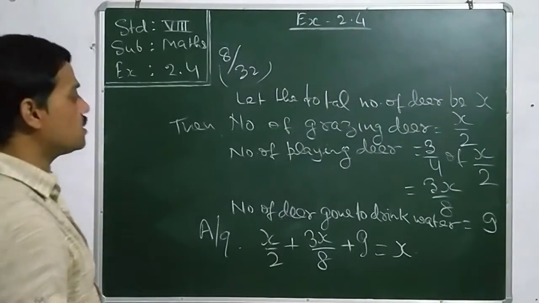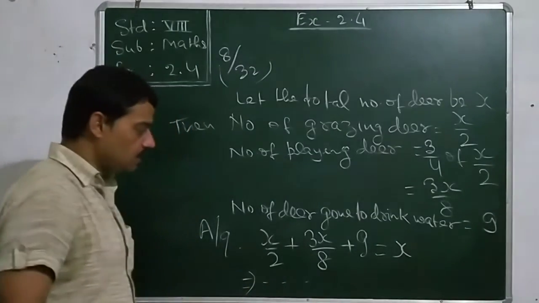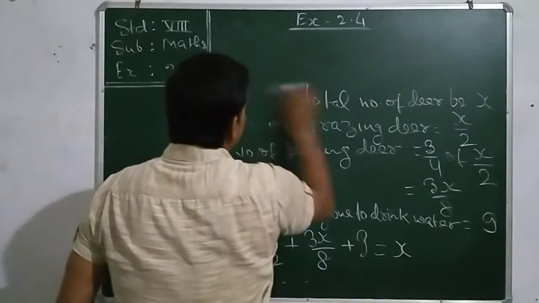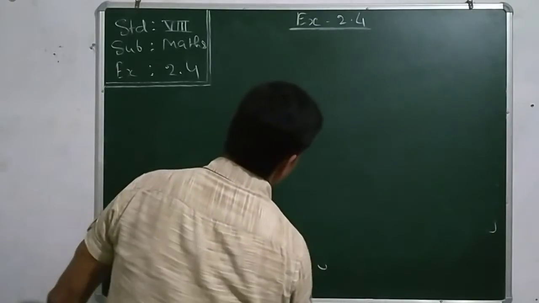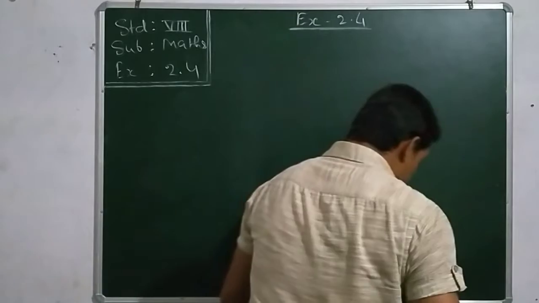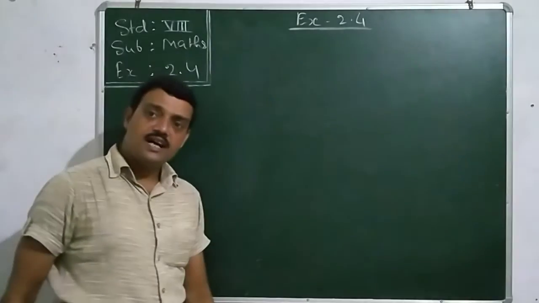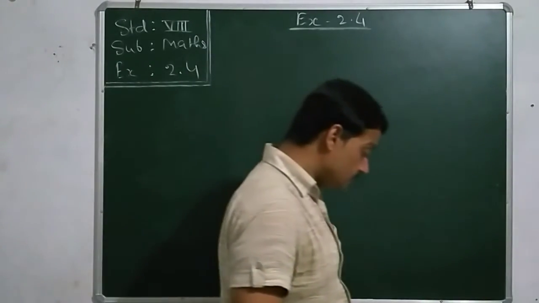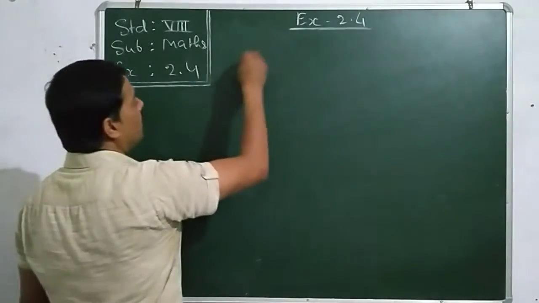Come to the 9 number sum now. The remaining steps you can solve in this sum yourself. It will be easier to you. Look at the 9 number. The grandfather and granddaughter both age is given there. The grandfather is 10 times older than the granddaughter.